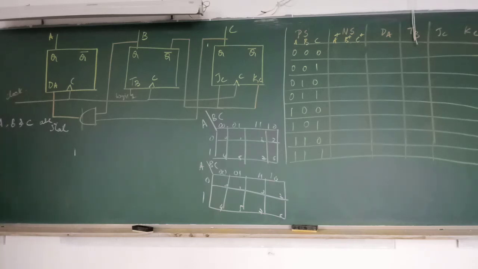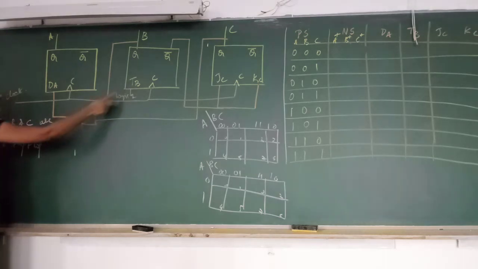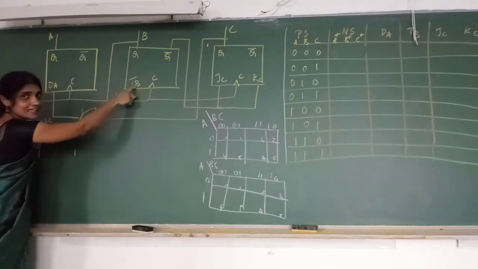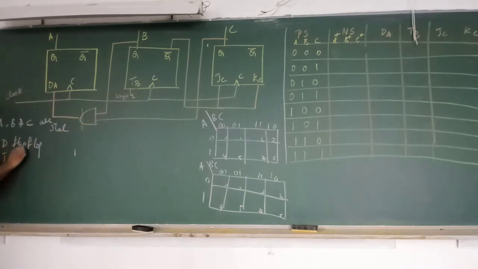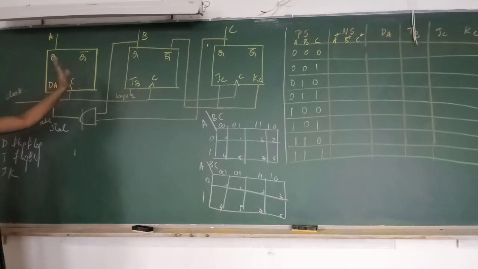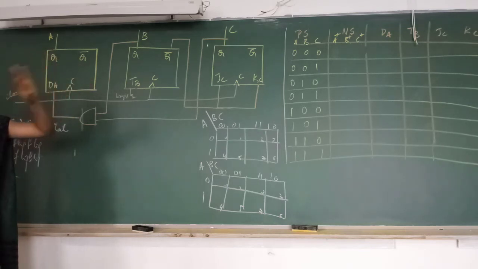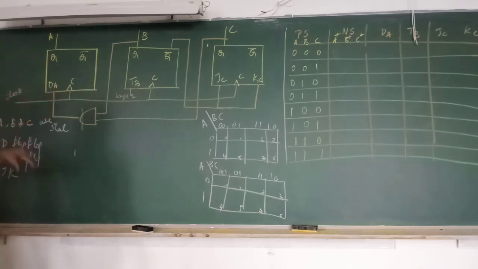Second step, identify the flip-flop type. Look at the inputs. The first flip-flop is a D flip-flop. You write that the first one is a D flip-flop. The second flip-flop is T. The third flip-flop is JK. So this is an example problem where the flip-flops need not all be the same. They can be different. So identify the flip-flop type.